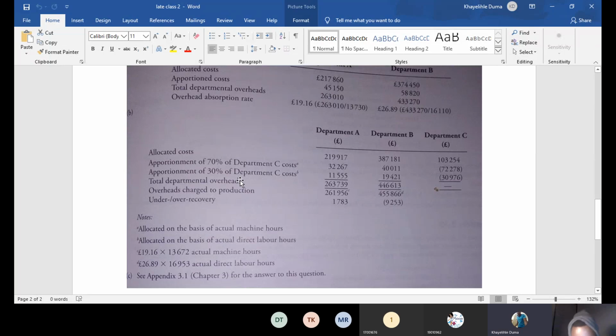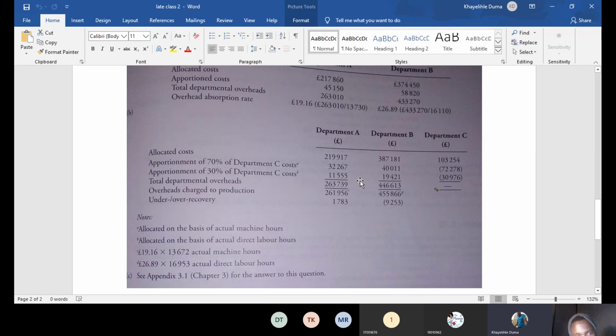Yes, it's 45586. Then here is the amount. There it is. And then this one, there it is. It's one of 15,000. It's this amount: overhead charged to production. You're going to use your predetermined rate and the actual hours, right?